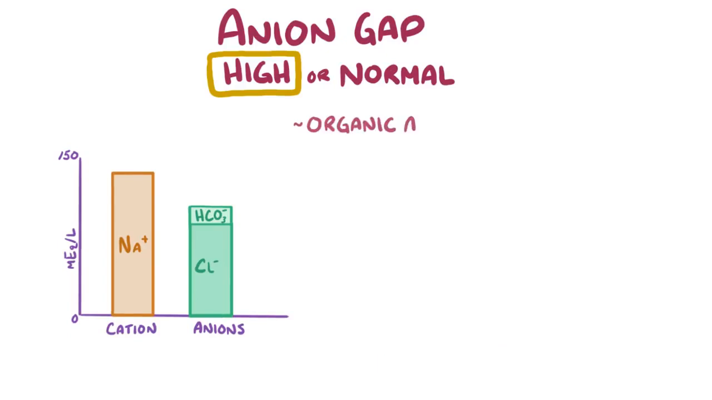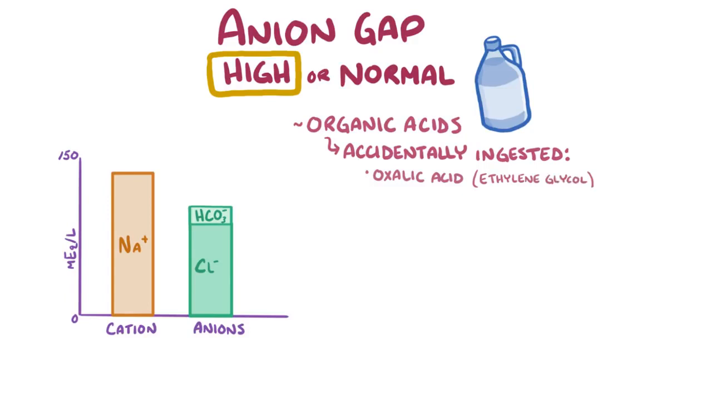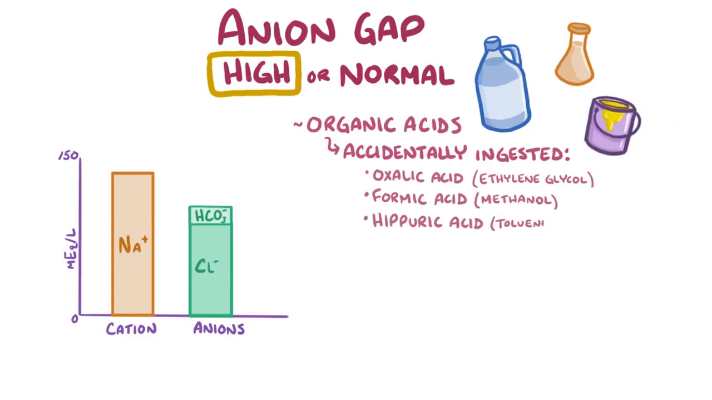In other cases, organic acids don't come from inside our bodies at all, but instead they're accidentally ingested. These include oxalic acid, which can build up after an accidental ingestion of ethylene glycol, which is a common antifreeze, as well as formic acid, which is a metabolite of methanol, which is a highly toxic alcohol, or hippuric acid, which comes from toluene, which is found in paint and glue. All of these organic acids have protons, and at a physiologic pH, they dissociate into protons and the corresponding organic acid anions.